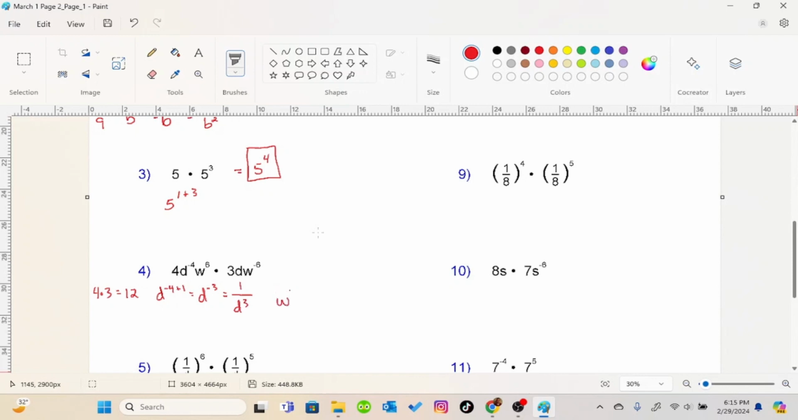And for W, we have 6 plus negative 6, which becomes W to the 0, which equals 1. So now when we put everything together, we have 12 on top and D cubed on the bottom. And that is our final answer.